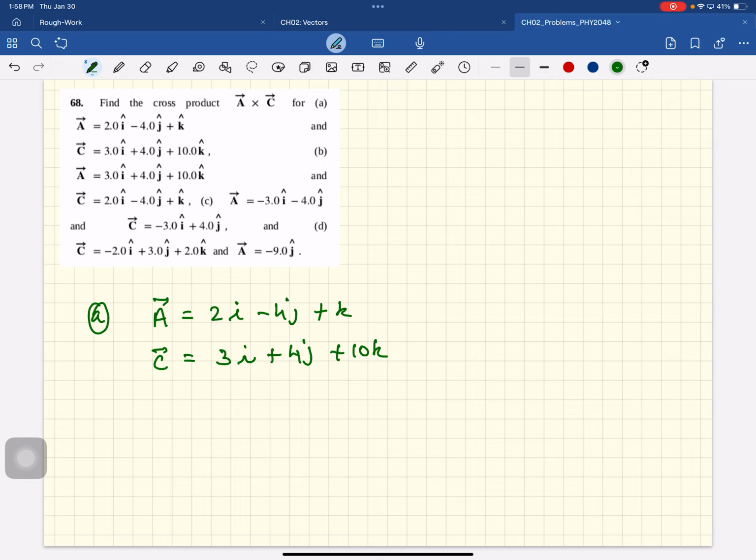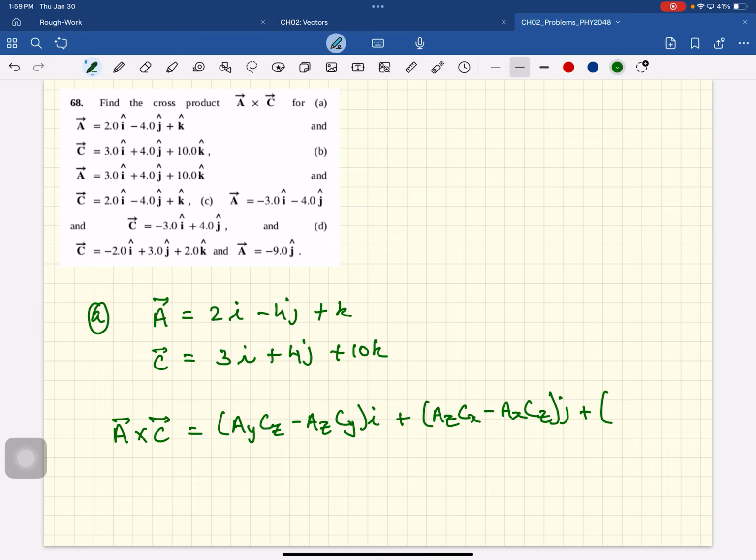All right, so here are two vectors, and we want to find the cross product, A cross C. Again, I will write down the formula. You guys will start remembering it. AY CZ minus AZ CY i, plus AZ CX minus AX CZ j, plus AX CY.